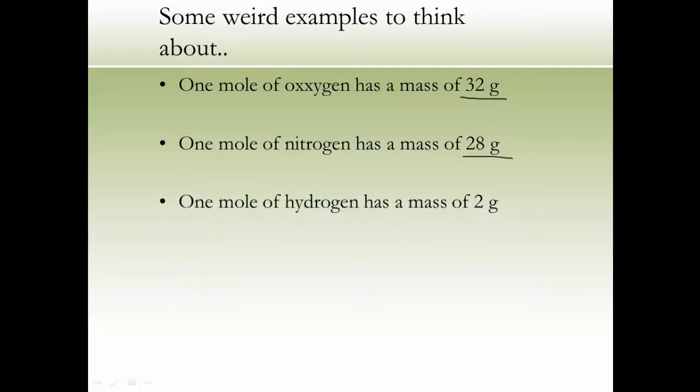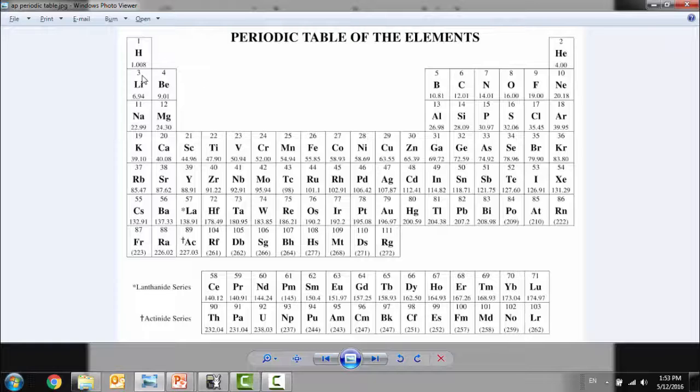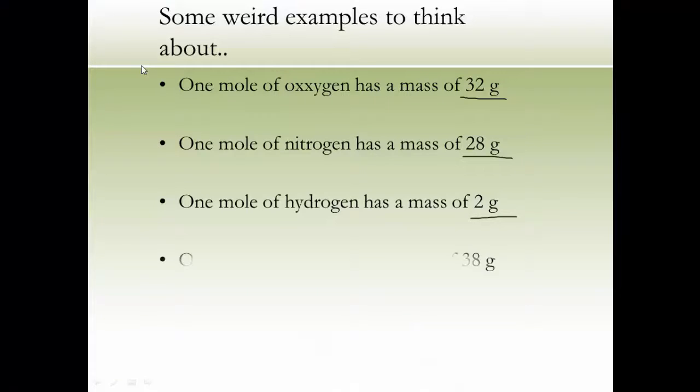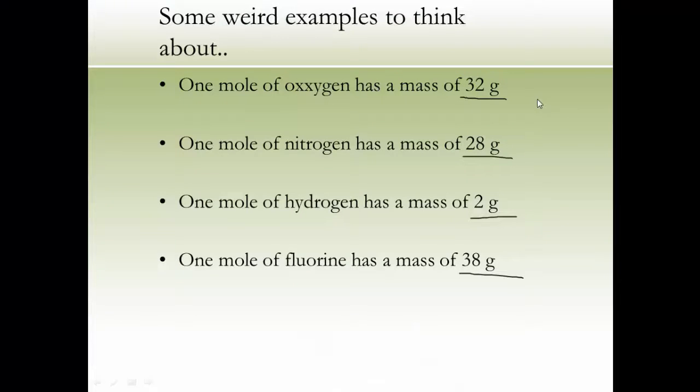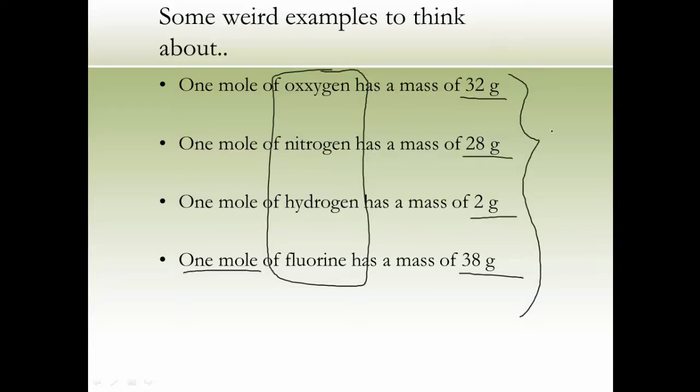1 mole of hydrogen has a mass of 2 grams. Hydrogen should be 1, but I'm telling you it's 2. 1 mole of fluorine has a mass of 38. You can probably guess what we're going to see when we go to the periodic table. Fluorine has a molar mass of 19, an average atomic mass of 19. But I'm telling you, 1 mole of fluorine has a mass of 38 grams. So why are these elements here when we have 1 mole of it? Its mass is actually the average atomic mass times 2.